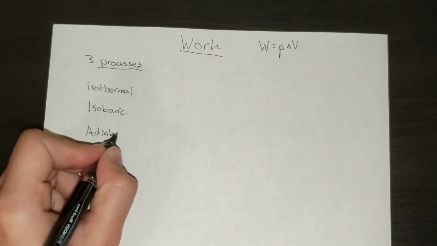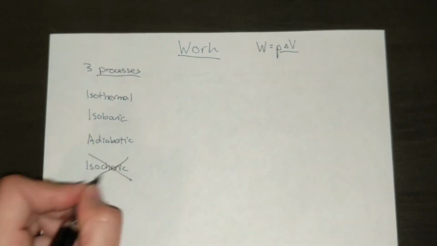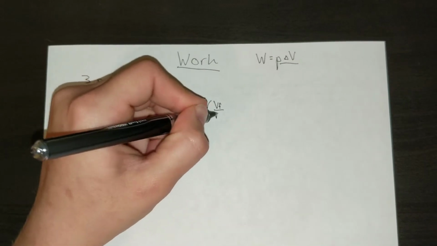Now, there is an isochoric process, but not for work, because work is the change in volume, and since isochoric is kept constant, that would not work. Now, there are three equations.